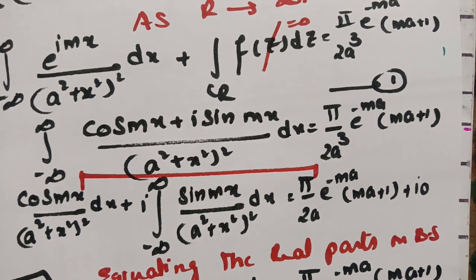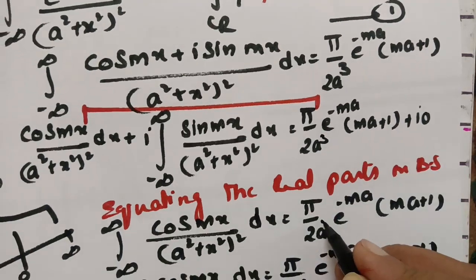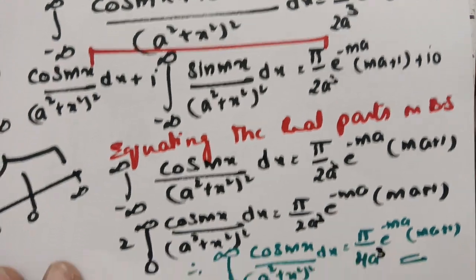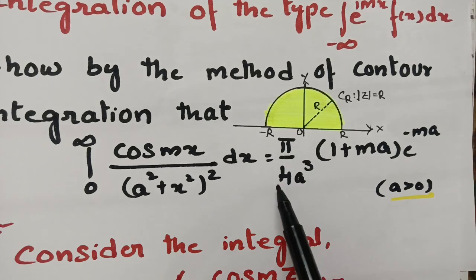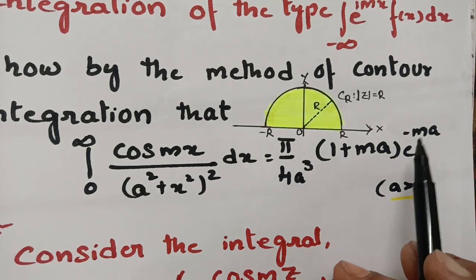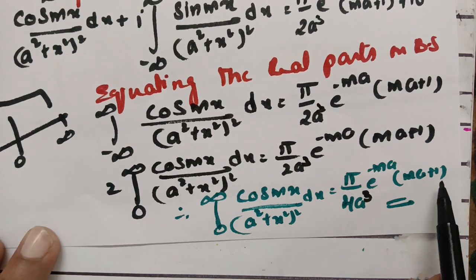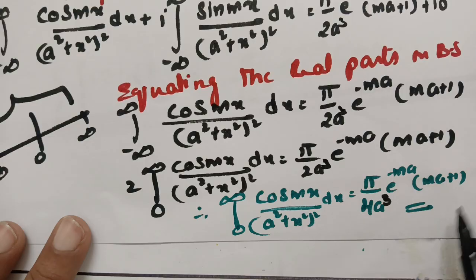See here, there is a cube missing here. So here there is a cube. I'm writing cube here. Clearly there is a cube here. So this is what is asked to show, that is pi by 4a cube (1 plus ma) into e power minus ma. So this is pi by 4a cube (ma plus 1), so this is 1 plus ma or ma plus 1, e power minus ma. So this is how we have got this answer.